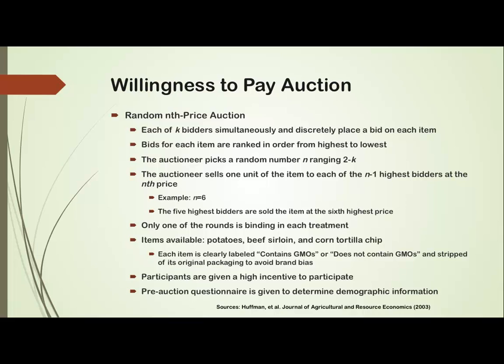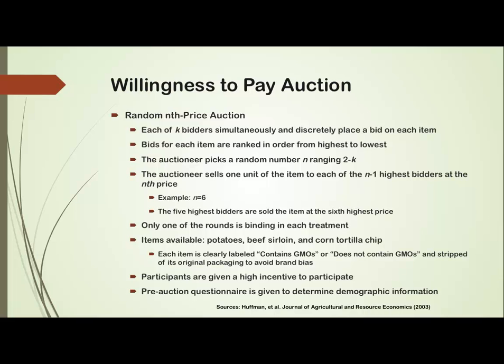So, the way that they work, each of K bidders simultaneously and discreetly places a bid on each item. Bids for each item are ranked in order from highest to lowest. The auctioneer picks a random number ranging from 2 to the number of participants. The auctioneer sells 1 unit of the item to each of the n-1 highest bidders at the nth price. Example, n equals 6. The 5 highest bidders are sold the item at the 6th highest price. Only one of the rounds is binding in each treatment.